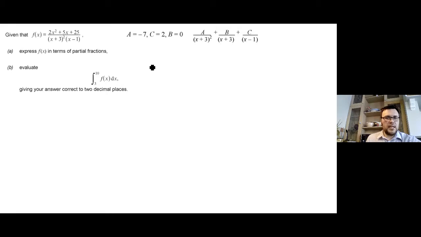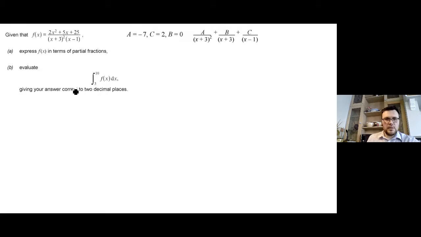So I've just basically put down the answers where if we put it as a over x plus 3 squared plus b over x plus 3 plus c over x minus 1, then the answers out were a was equal to -7, c was equal to 2, and b was equal to 0. So part A of the question was to express it in partial fractions. And then part B is now we have to integrate it.